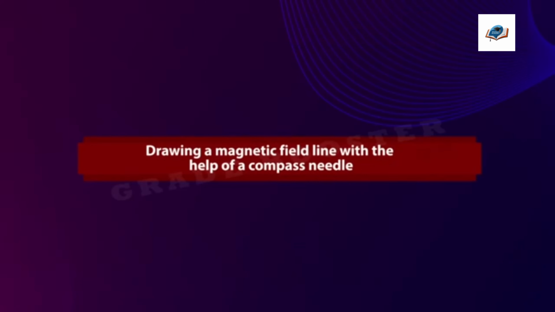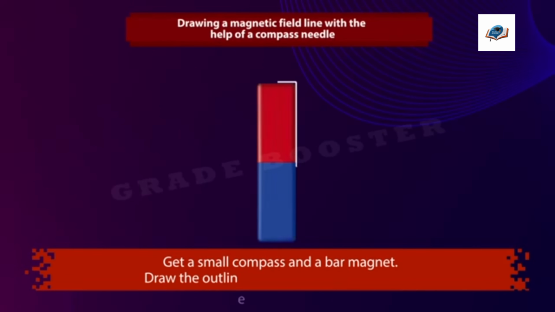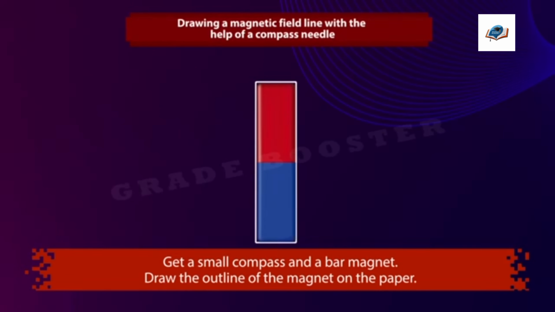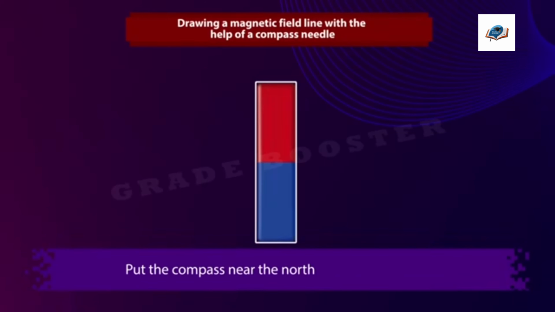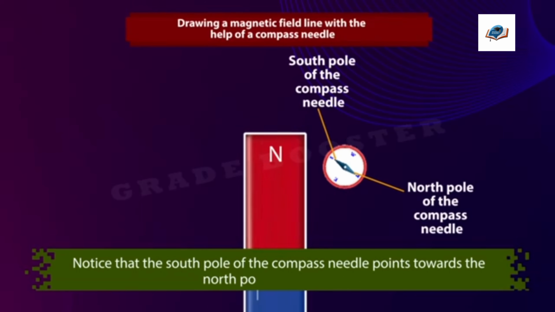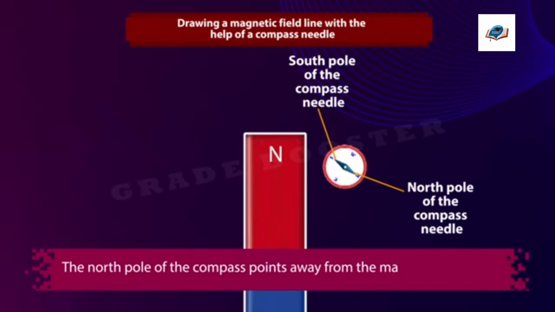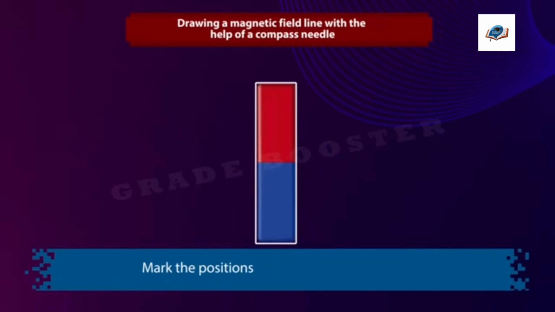Drawing a magnetic field line with the help of a compass needle. Get a small compass and a bar magnet. Draw the outline of the magnet on a paper. Put the compass near the north pole of the magnet. Notice that the south pole of the compass needle points towards the north pole of the magnet. The north pole of the compass points away from the magnet's north pole. Mark the positions of both ends of the needle.